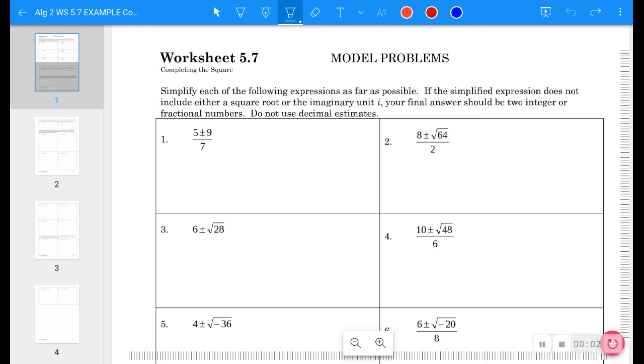Okay, this is Mr. Peterson. We're going to be looking together at examples, model problems for worksheet 5.7, completing the square.